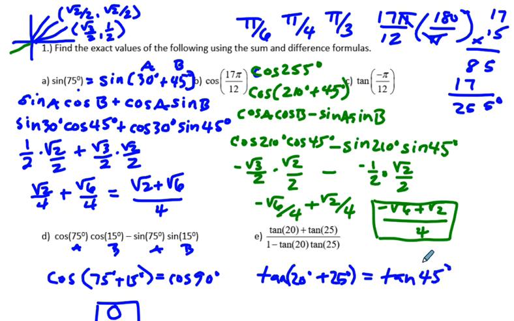Okay, and then you go back to your unit circle. Remember, at 45 degrees, you have root 2 over 2 comma root 2 over 2. So when you divide y by x, you get 1.